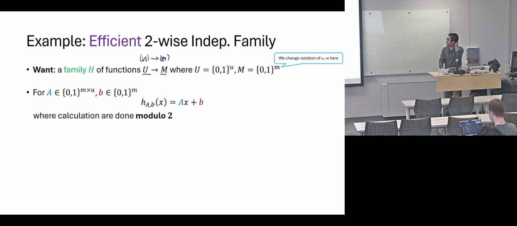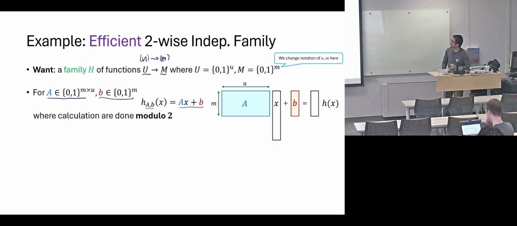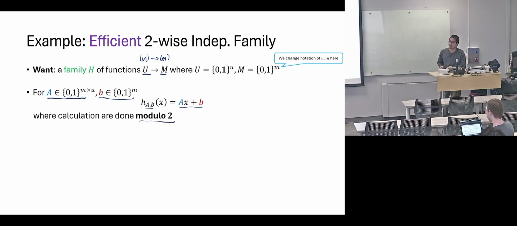And I'm going to define here, given matrix A and vector B, h, the function that is defined by A and B, is going to be Ax plus b. And we do everything mod 2. Okay. So if you know finite fields, we do it over the finite field of size 2.